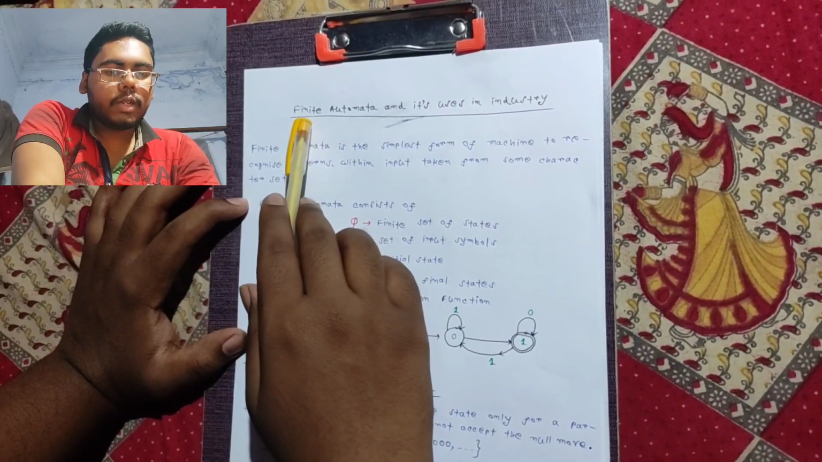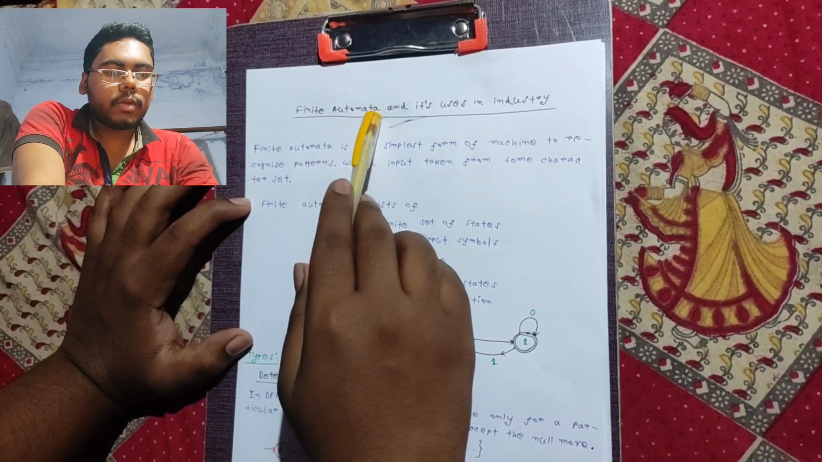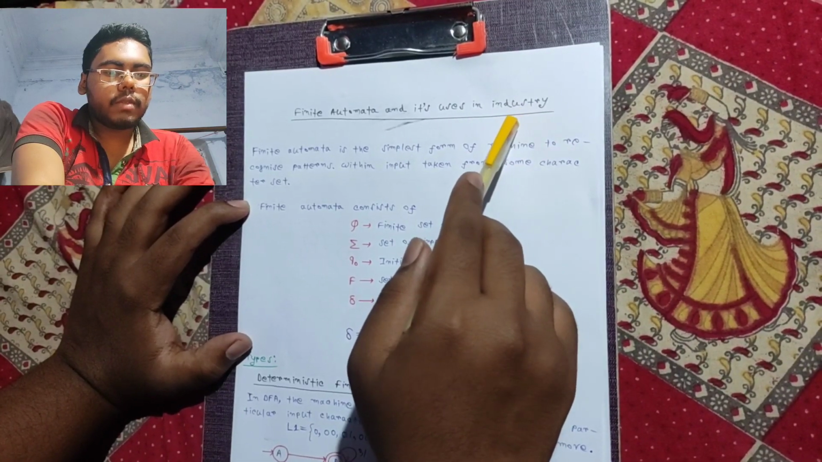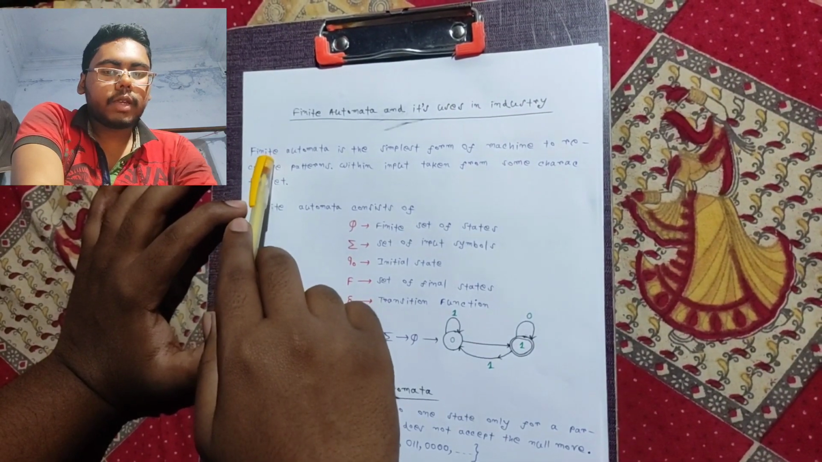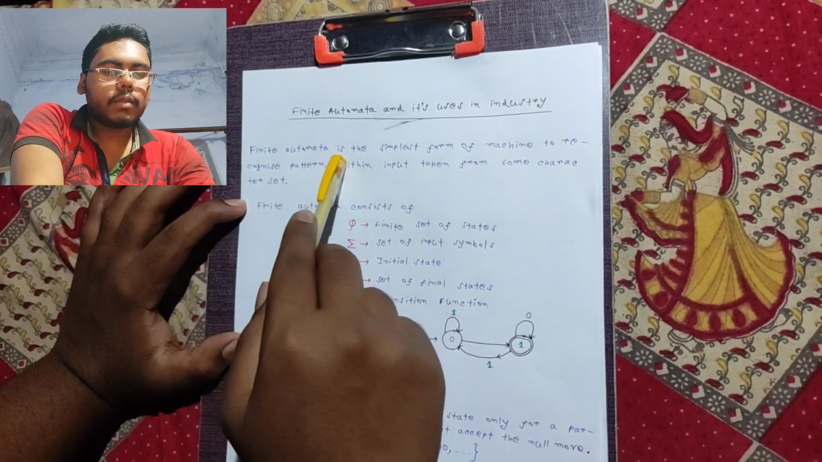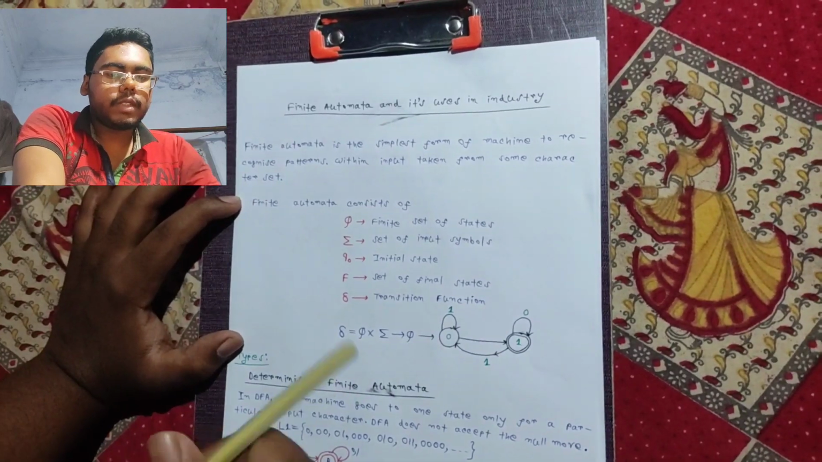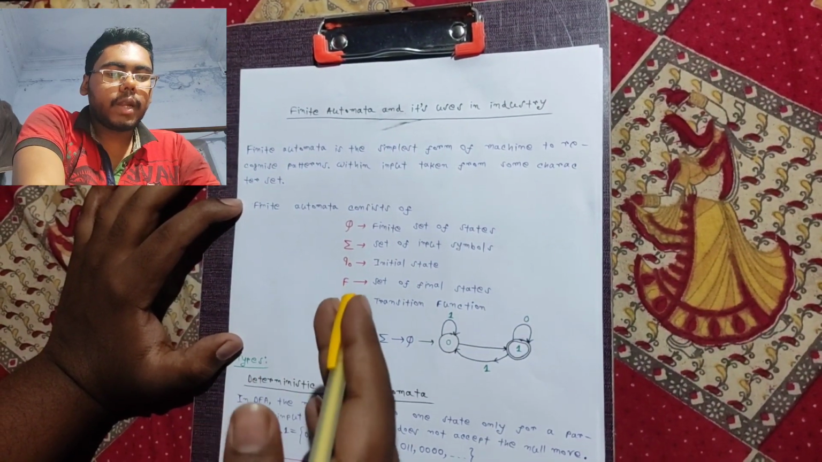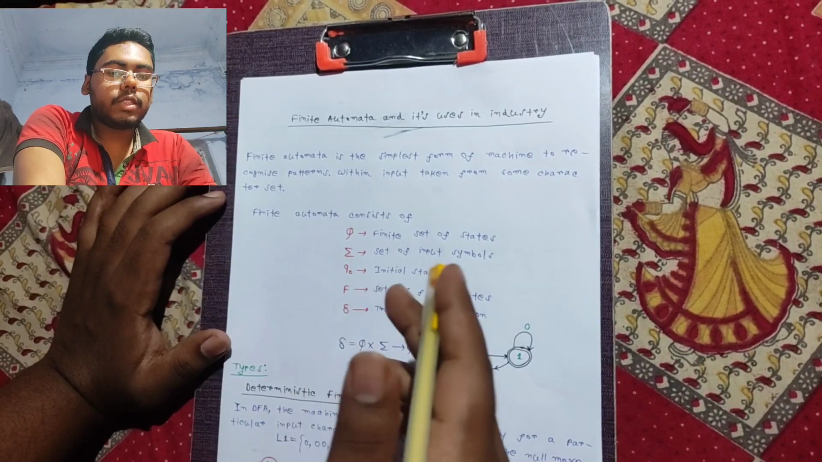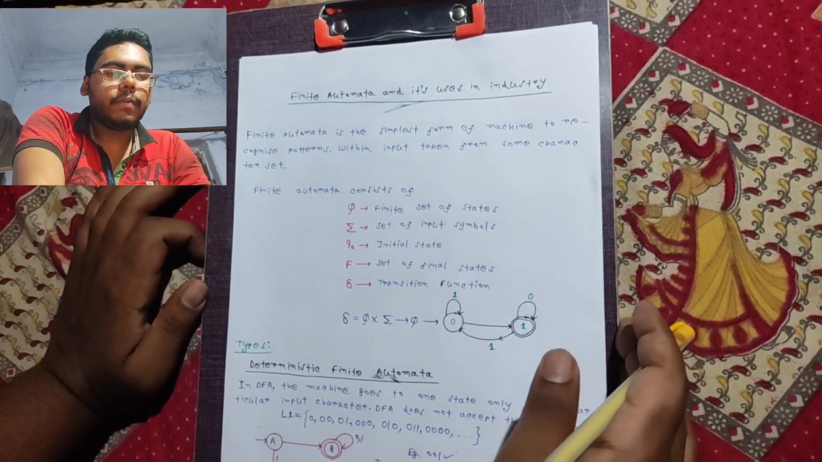So here we will discuss finite automata and its uses in industry. So let's begin. At first we have to know what finite automata is. Finite automata is nothing but the simplest form of machine which can recognize patterns. It's a machine which is used for pattern recognition actually.